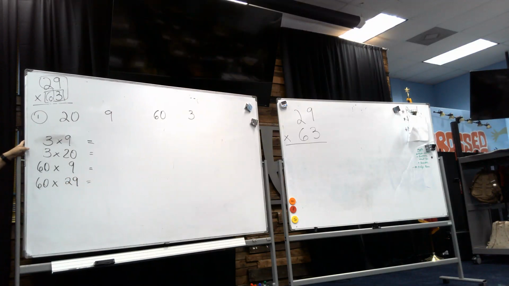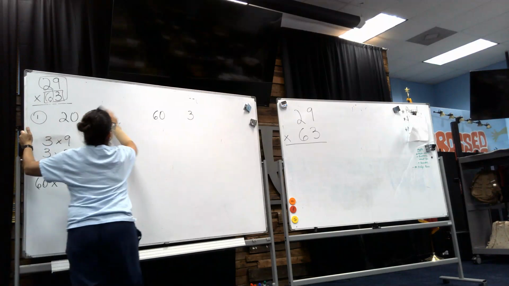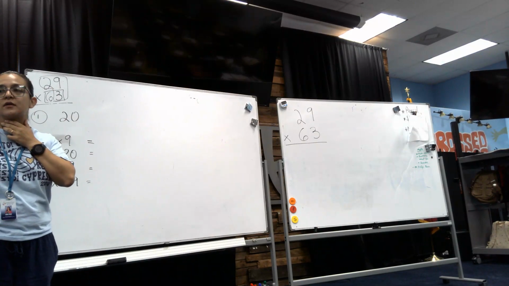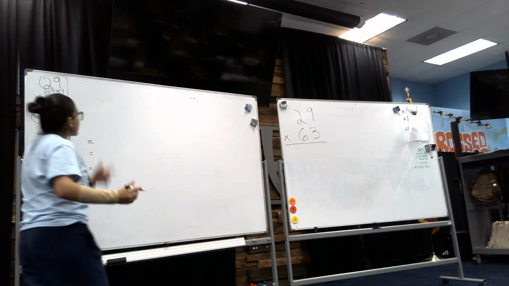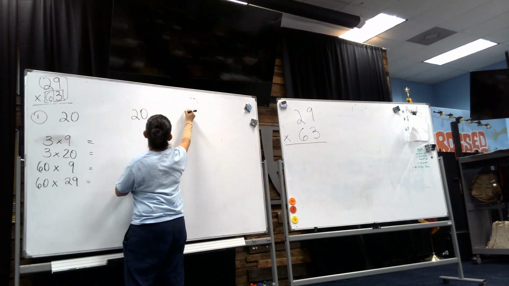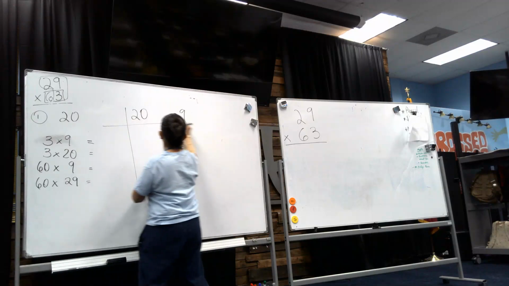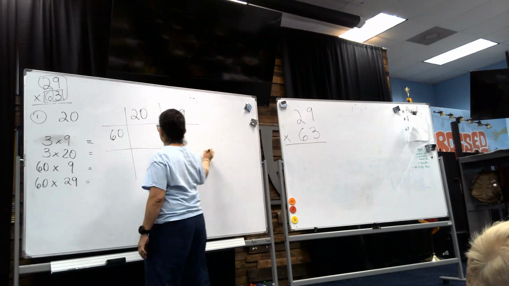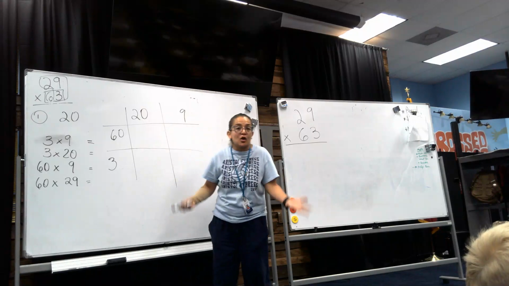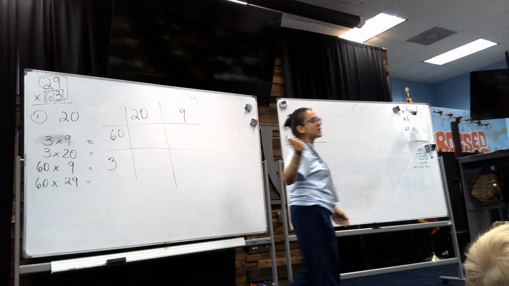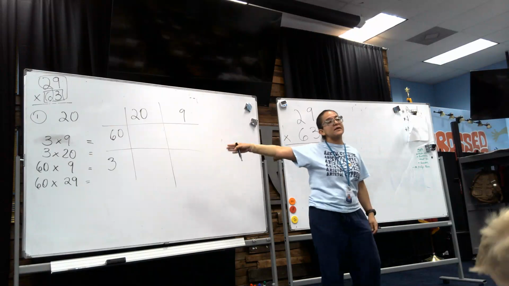Some of you have learned this before. There's a way to do this, for example. They call it the area method. Who's familiar with the area method? Okay. The area method says you can split this 29 like this: 20 and 9. And then this 63 into 60 and 3. And then you are going to have to multiply 60 times 20, which is what? What is 60 times 20? Because you already know that, right? That's what we have been learning.